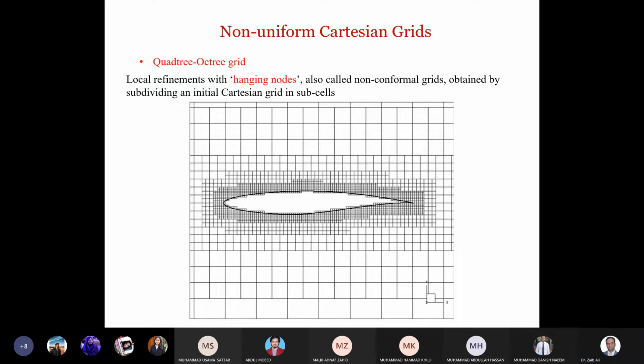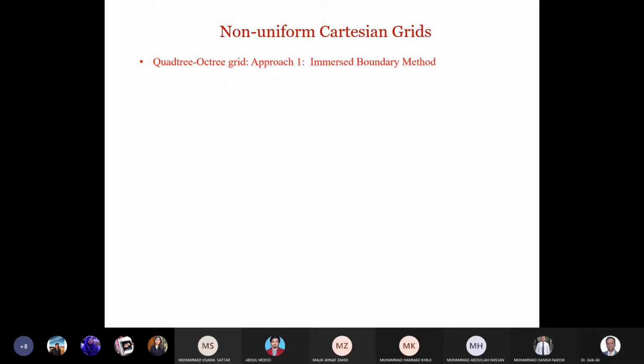And very specialized codes are available for very specific applications where people see an advantage in using a quad tree or oct tree approach. And there the flow solver is also adapted to account for hanging nodes. So in 2D, this technique is called quad tree based meshing, and in 3D, this is called oct tree based meshing. Within this oct tree quad tree approach, there are further subcategories. One very famous method is called the immersed boundary method.